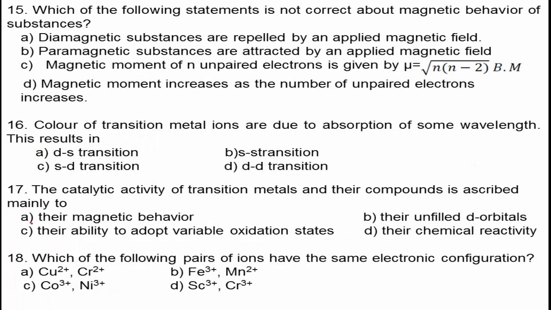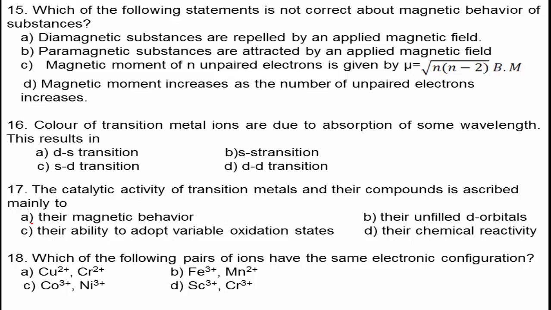Next, question number 15. Which of the following statements is not correct about the magnetic behavior of substances? See the question once again. Option A, diamagnetic substances are repelled by an applied magnetic field. Option B, paramagnetic substances are attracted by an applied magnetic field. Option C, the magnetic moment of unpaired electrons is given by mu equal to under root of n into n plus 2 BM. Option D, magnetic moment increases as the number of unpaired electrons increases.